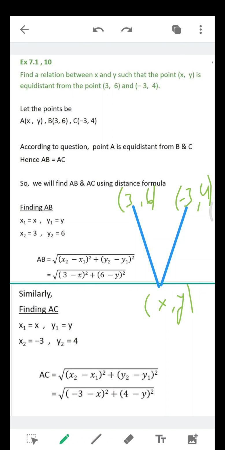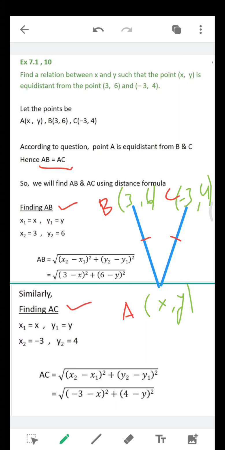For this one I'll use another color. So we named it as A, and this is your B, and this is your C. So if you look at this diagram, you can say that point A (x, y) is equidistant from (3, 6) and (-3, 4). So what will be equal in this case? AB is equal to AC or not? Yes, AB is equal to AC. So that is the reason we are finding AB and AC by using the distance formula.